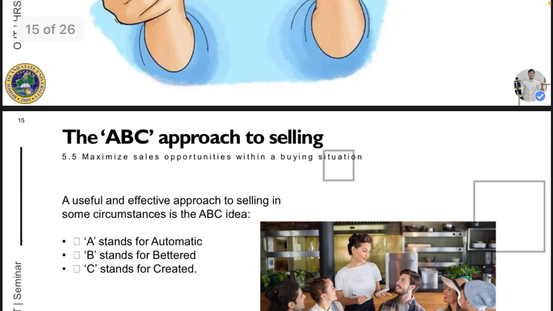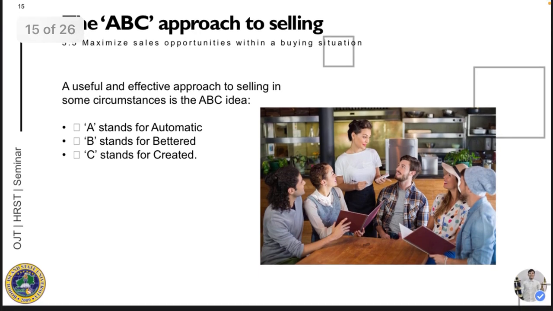Okay. Number one is we need to know the ABC approach to selling. A, B, C. So we are now in learning objective number 5. We jump into learning objective number 5. The ABC approach to selling. A useful and effective approach to selling in some circumstances is the ABC idea. A stands for automatic, B stands for better, C stands for created. So let's start to discuss automatic.